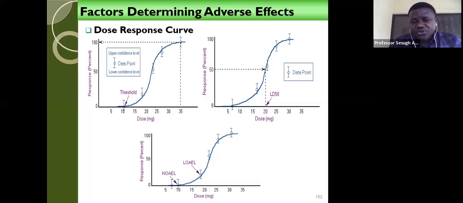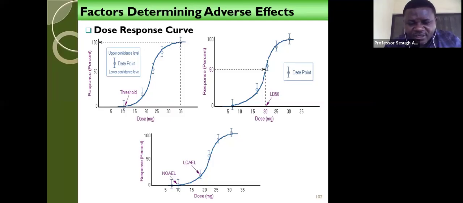All right? So you can see that from here you can get a number of pieces of information. Like here, if you get to 15, you can extrapolate back to the percentage or the response and know what percentage of the organisms were killed. At 25, you can also extrapolate. That is the kind of information you get from this dose response curve.